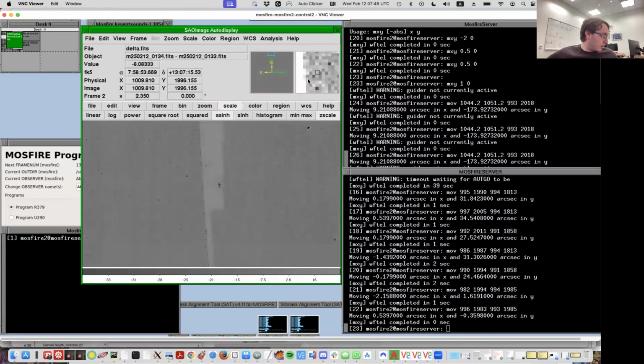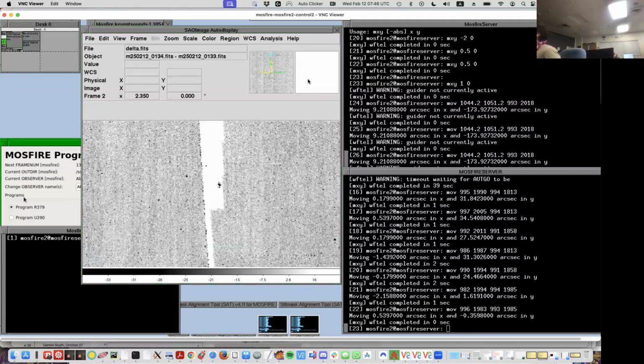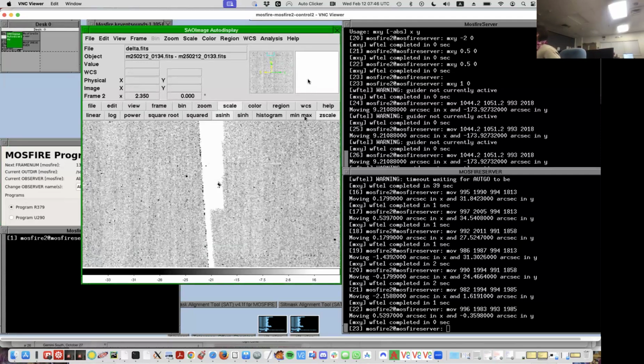Is the DRA DDEC, is the telescope tracking too slowly? Yeah, I think it's tracking fine. Hi, Tony, just want to double check with you. Are we using non-sidereal tracking for this object? Yeah, it's non-sidereal. Okay.